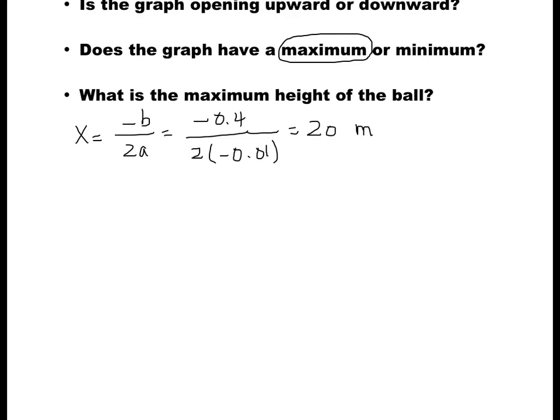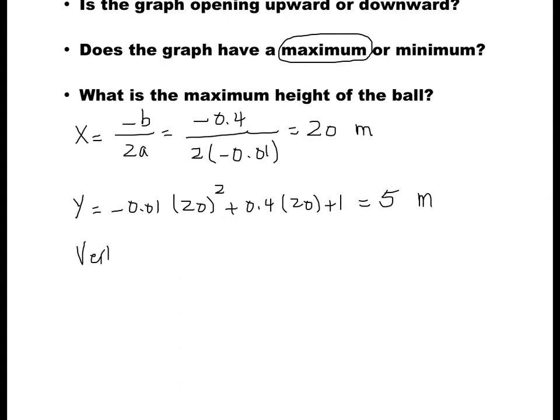Now to find the y-coordinate, we substitute this back in the equation and find y. So we get negative 0.01 times 20 squared plus 0.4 times 20 plus 1. If you simplify this one, you get 5, again meters, because this represents the height. So we can say the vertex has the coordinate 20 and 5.